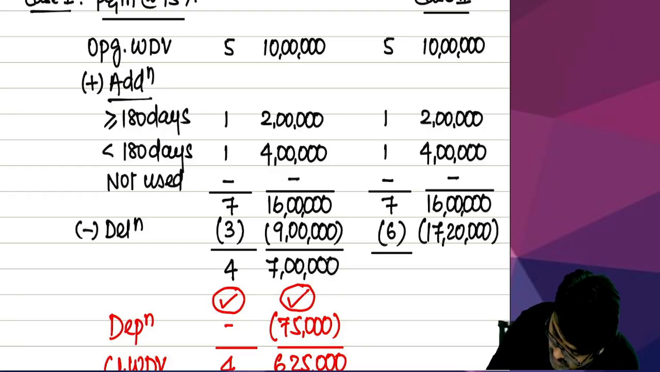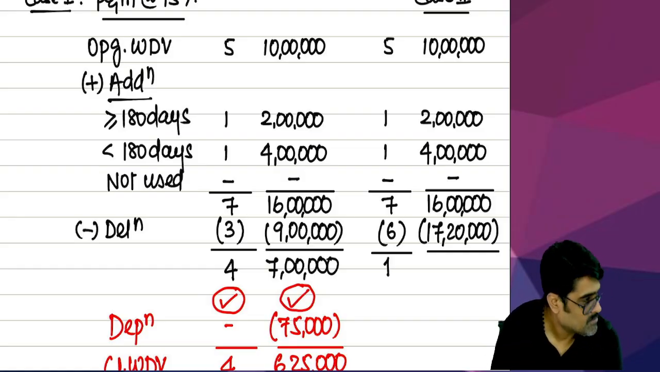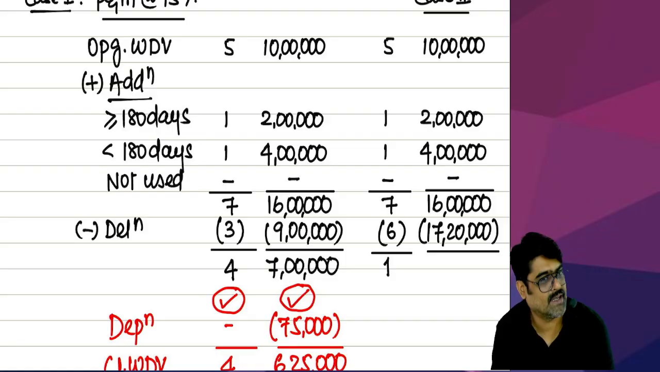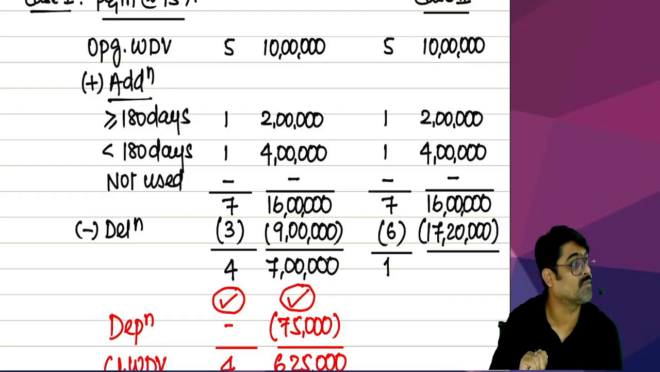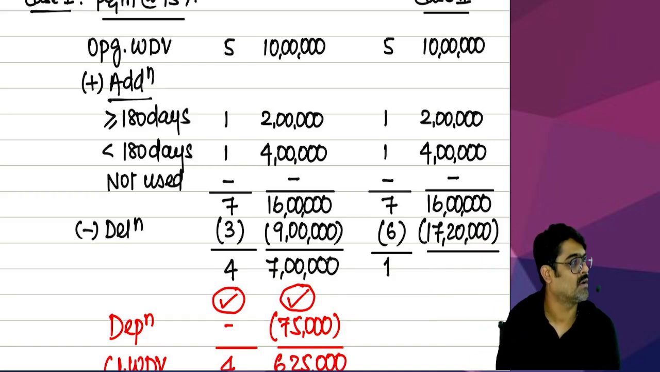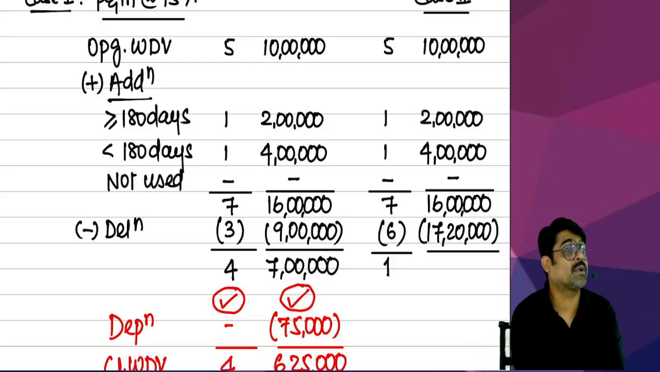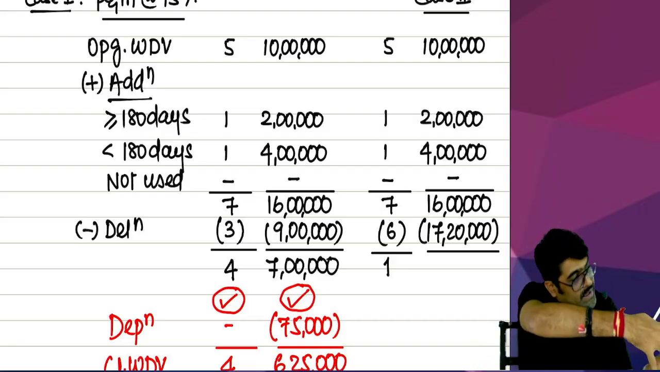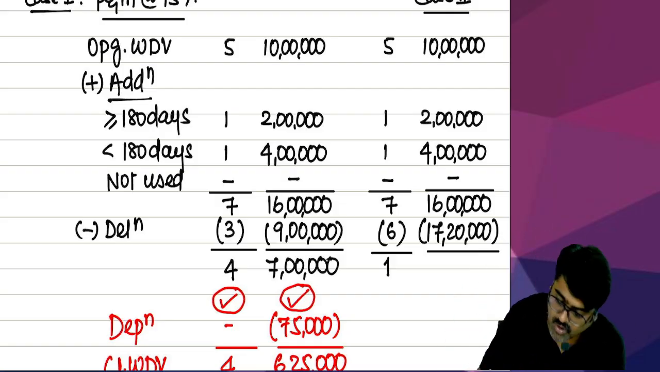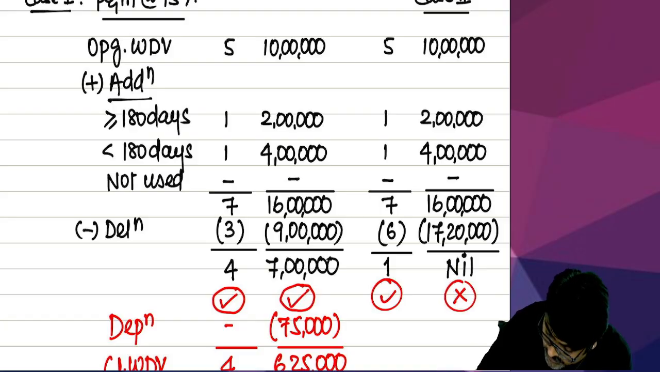Will I still have assets remaining in the block? How many assets are remaining? 1 asset still remains. But don't you think the entire 16 lakh you have recovered by selling 6 assets of the block? You have recovered the entire value of the block having 7 assets. Yes or no? The entire cost which we were supposed to give you as depreciation, have you recovered that entire 16 lakhs? So how much value remains in the block? Nil. So assets are there in the block, but the value is not there.